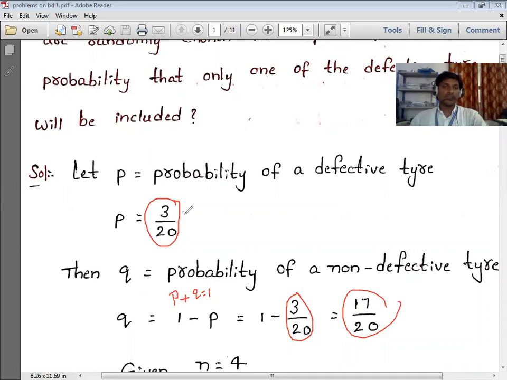So P value we know, and next Q value we calculated, and now N is equal to 4. This we chose from the problem. Why? Because they already mentioned that randomly we chose 4 tires. Okay, that N is equal to 4. So N we know, P we know, and Q we know. By using these three, we can find the answer to what they asked. Okay, so there it is.